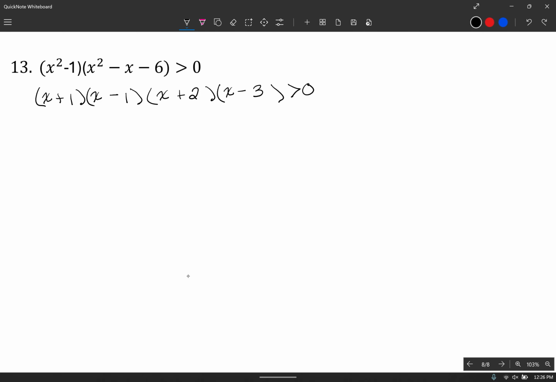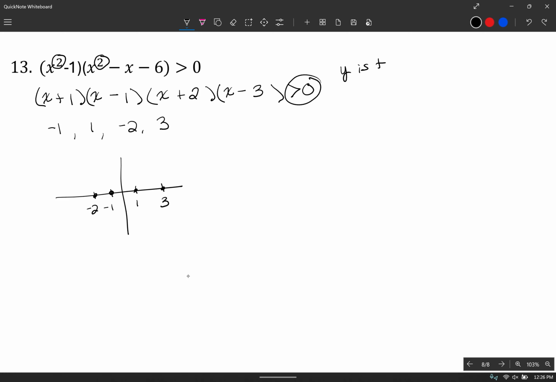This time I'm looking for when they are greater than 0, so when y is positive, or above the x-axis. So my zeros are negative 1, 1, negative 2, and 3. So if I drew myself a little picture, I have negative 1, 1, negative 2, and 3. Now this one has 4 zeros, so I know that this is a degree of 4, because this one has a degree of 2, this is a degree of 2. So this is an even degree, and we are positive in the front. So that means that both ends will be up.